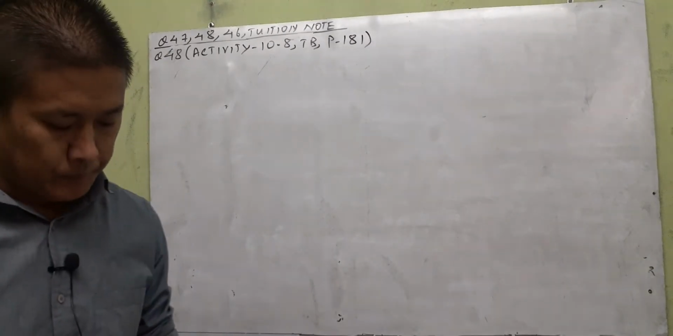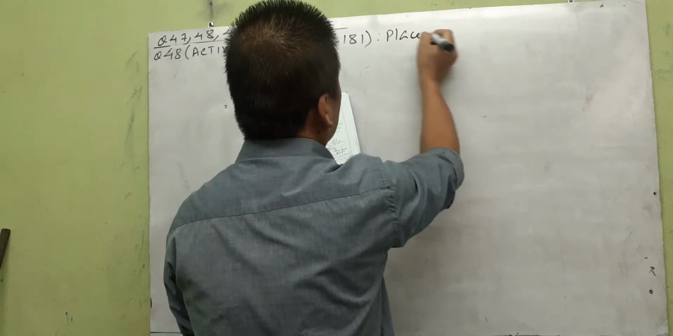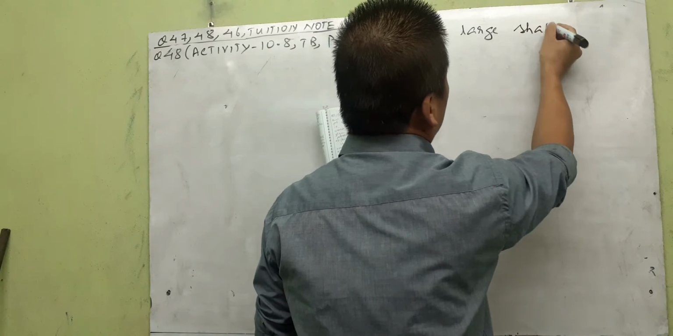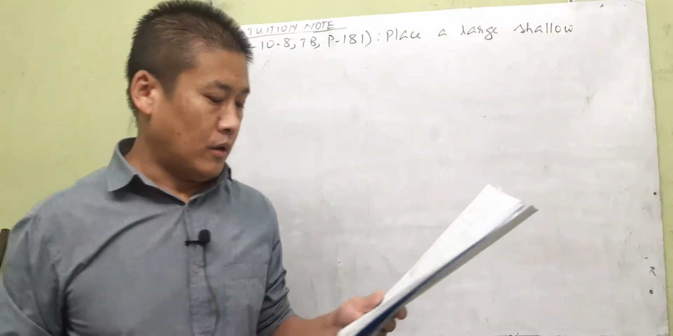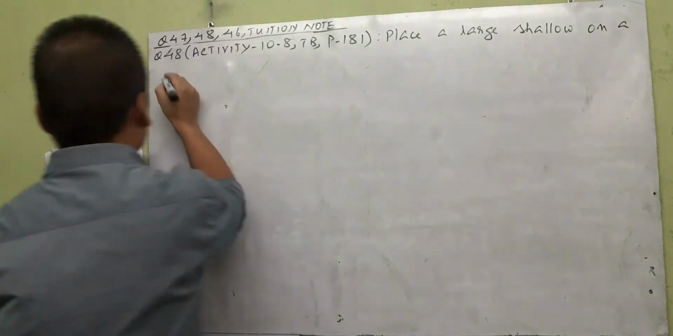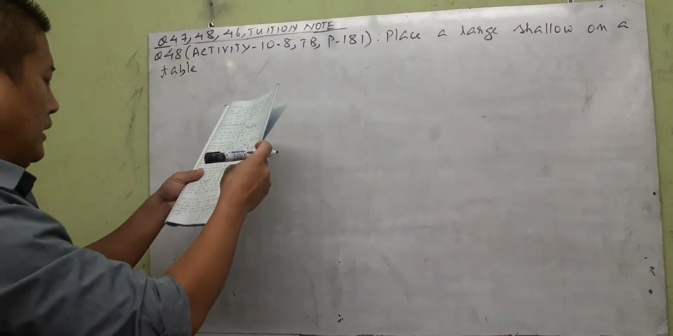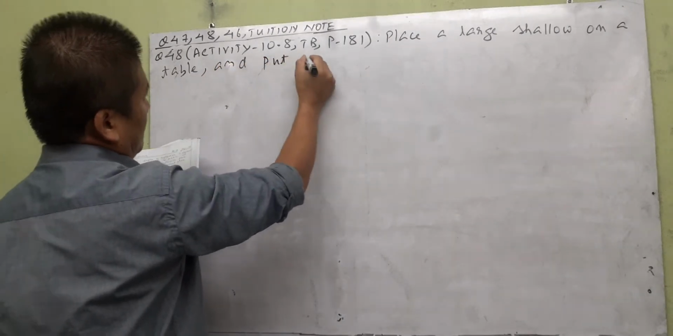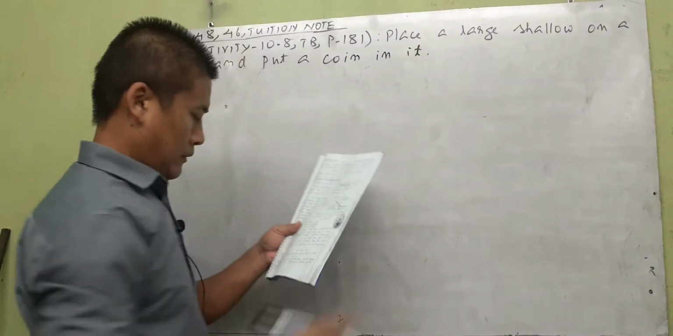It says, place a rather large shallow bowl. Shallow is the opposite of deep, so the bowl should not be so deep, means water level should not be so deep. On a table, okay, on a table, and put a coin in it. Full stop.